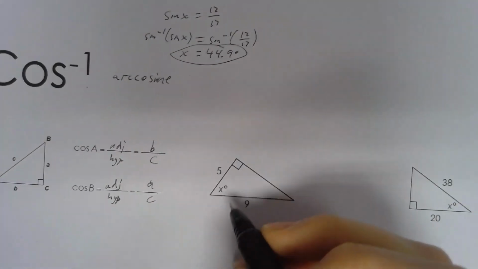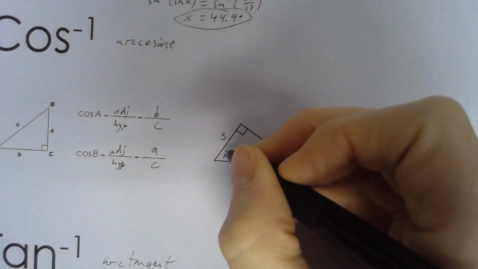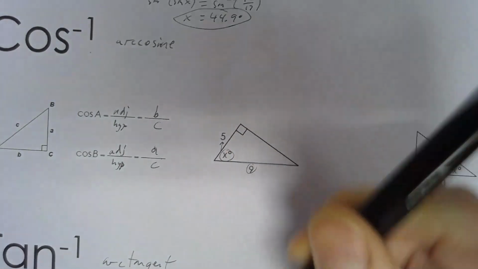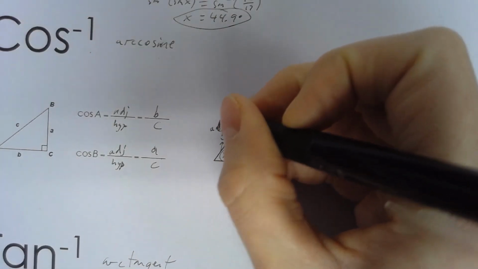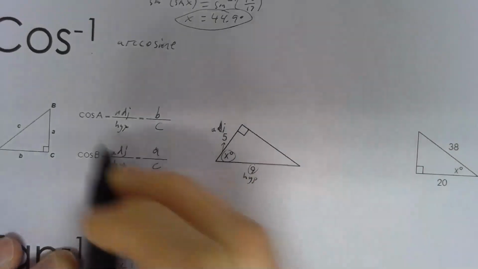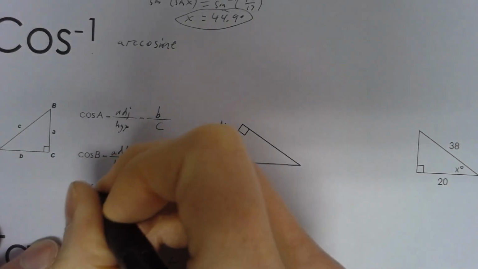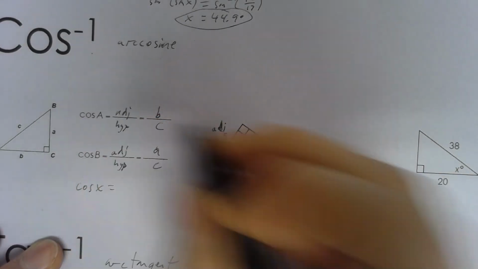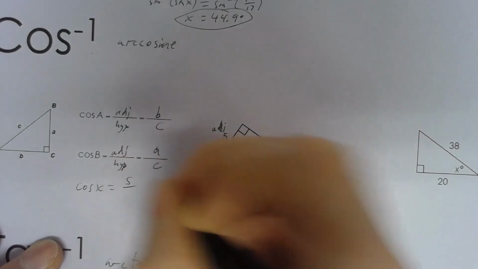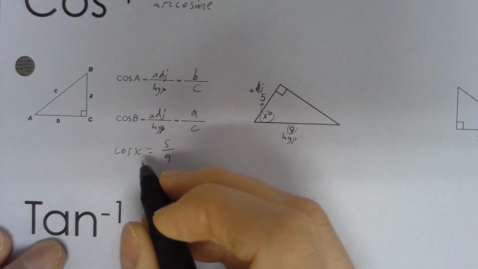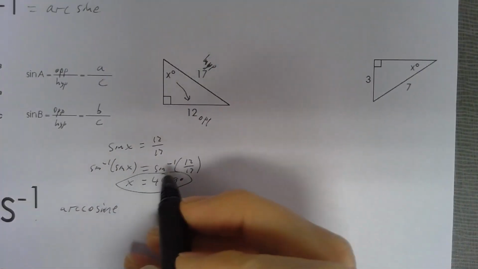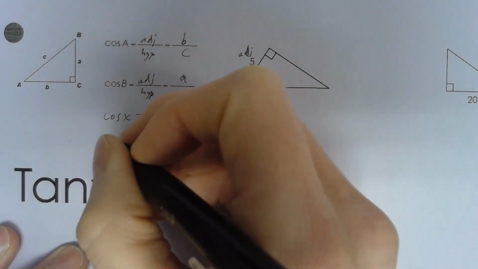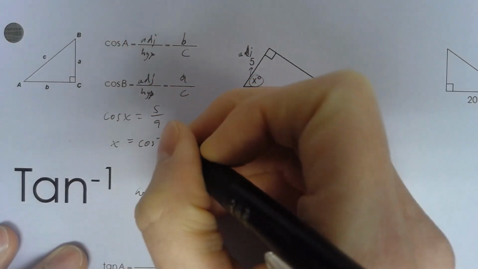So when I want to solve for x, I want to solve for this angle, and what I have is the adjacent leg and the hypotenuse, I can write this equation. The cosine of x is equal to, notice cosine of angle is equal to adjacent over hypotenuse. Cosine of x is equal to 5 over 9. So then when I solve, I can take the inverse of both sides. Cosine inverse of the cosine of x is just x, is equal to the cosine inverse of 5 over 9.